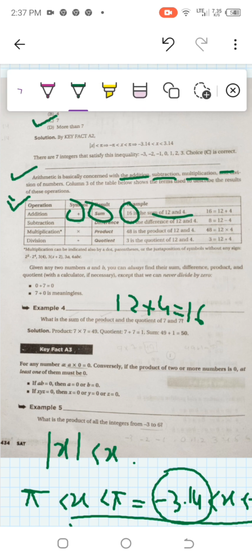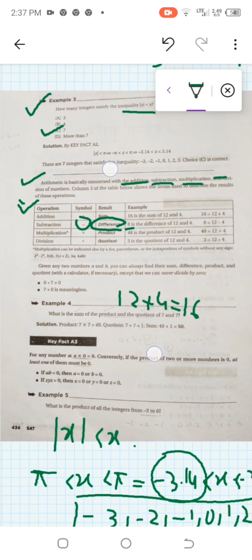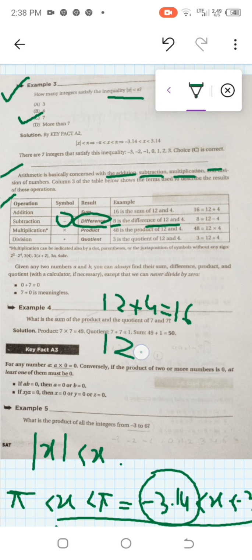Fine. Moving towards subtraction. The symbol of subtraction is minus, and it is basically the difference. दो चीजों के difference. So 8 is basically the difference between 12 and 4. 12 minus 4 will be 8. So 8 क्या है, difference है 12 and 4 के अंदर.